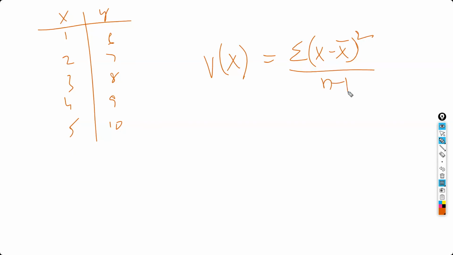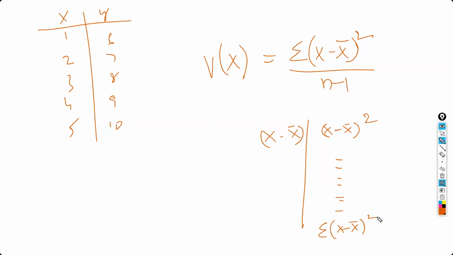If it is sample variance, sigma of (x minus x bar) whole square divided by n minus 1. How are you going to calculate this? First you calculate x minus x bar. After that you calculate (x minus x bar) whole square, and you'll get the values for each and every row, and you do the sum of that. This is the way we measure it.